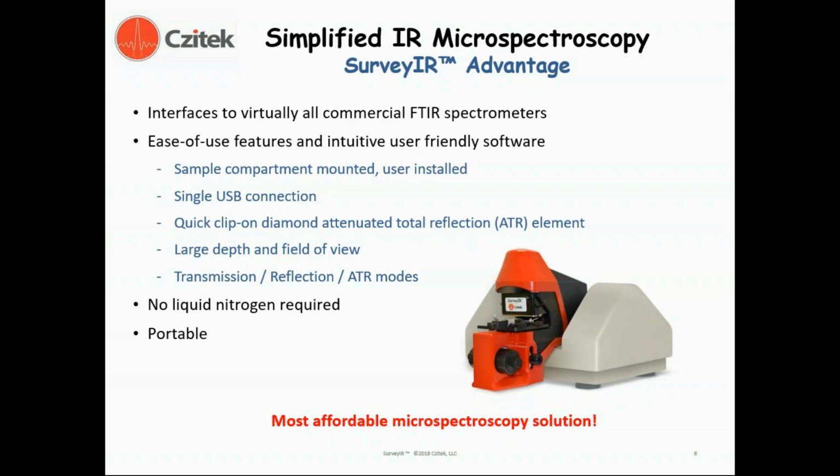It has a very large depth of field and a very large field of view, which makes it easier to locate samples. We have three infrared measurement modes, which we'll talk about subsequently in the presentation: transmission, reflection, and ATR. With FTIR spectrometers and the fact that it's sample compartment mounted, you can use the instrument's own detector and not require liquid nitrogen for cooling. And then also it's a very compact system, which makes it a portable solution as well.